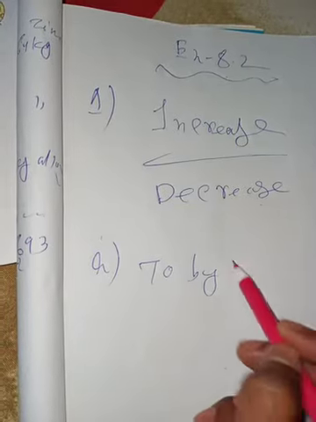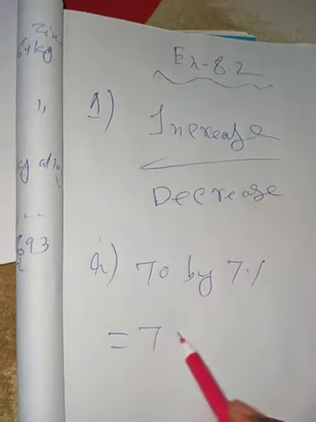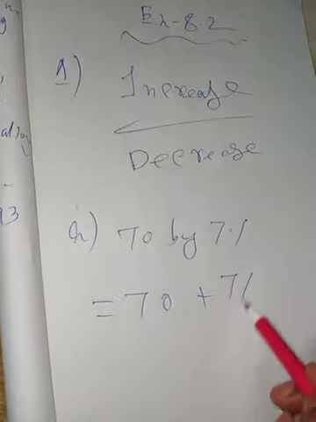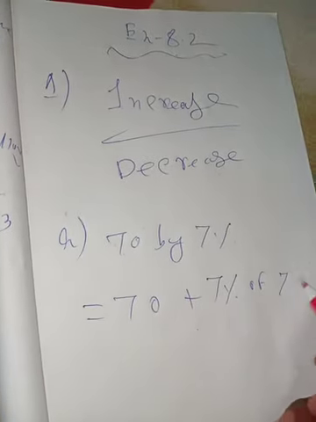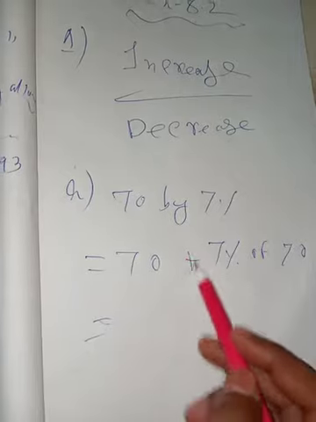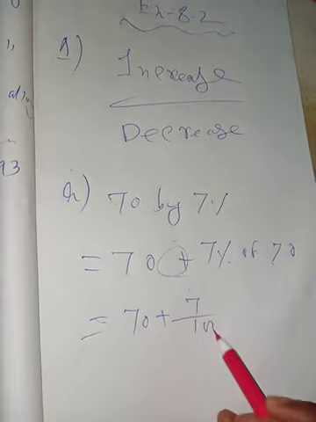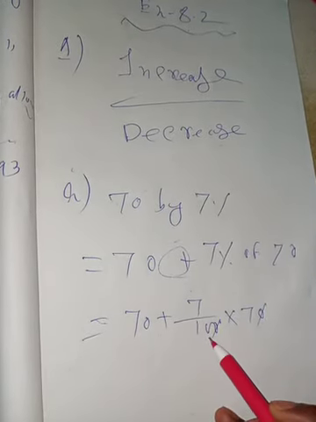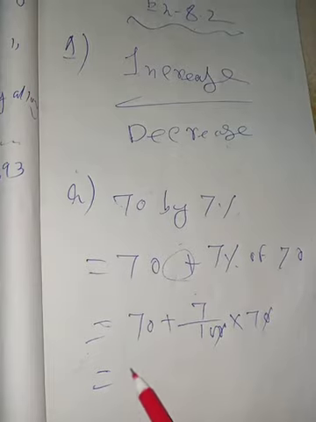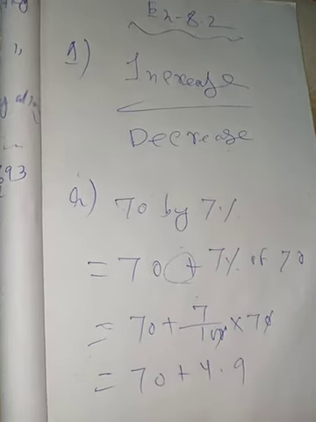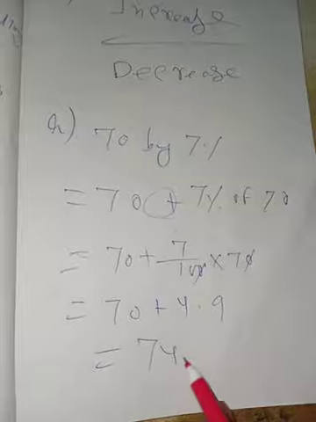In the first math, increase 70 by 7%. That means you have to write 70 plus 7% of 70. This is the way. If there is a decrease, you just have to make it minus. And you know how to solve this. 49 by 10, that means 4.9. You can divide it, you will get that. So the answer becomes 74.9.